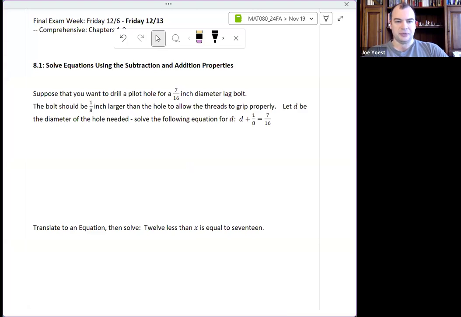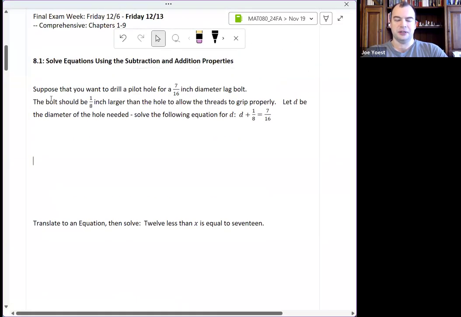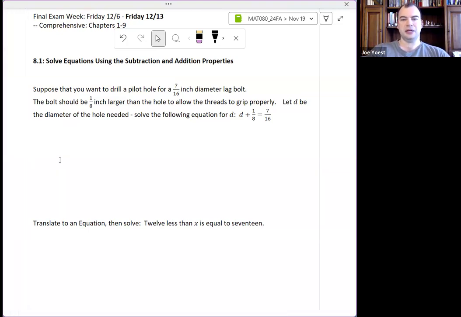Okay, so finishing up 8.1, solving equations using the subtraction and addition properties. We have a couple more problems here. So we have a word problem. Suppose we want to drill a pilot hole for a 7/16 inch diameter lag bolt. The bolt should be 1/8 inch larger than the hole to allow the threads to grip properly. So we want the bolt to be larger than the hole. If the bolt was smaller than the hole, it would just fall out.